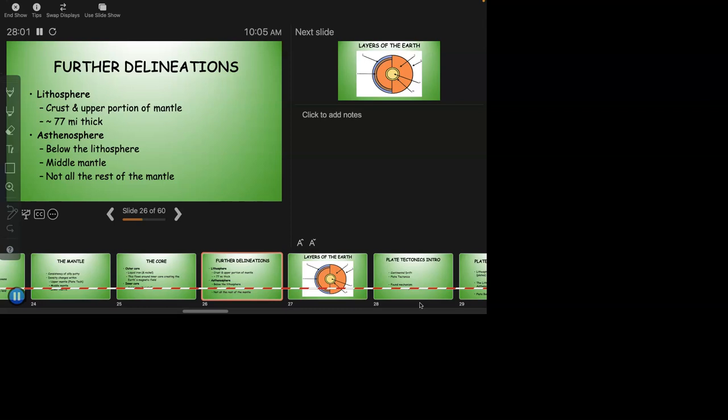Then below that is the asthenosphere. And I told you we weren't going to worry about middle mantle. Then I tell you, well, this is the middle mantle. I want you to worry about the word asthenosphere, not the word middle mantle. And you're going to see this in a diagram in a minute. The asthenosphere is the section of the mantle just below the lithosphere. And as we said, it's not all of the mantle. It's just sort of the middle section.